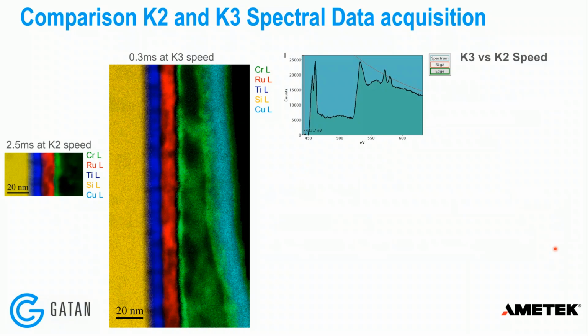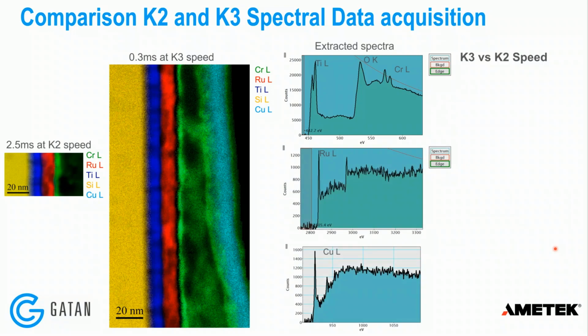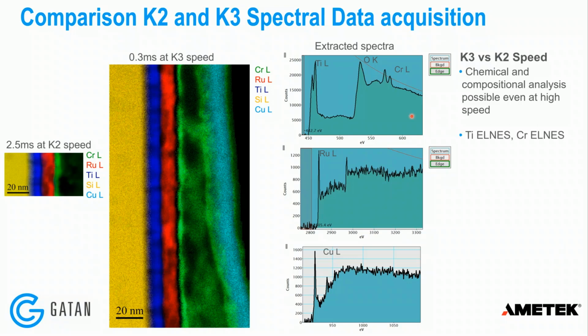Okay, so if we pull out energy loss spectra from the data and have a look at them, we've got our titanium L edge, oxygen K, chromium, ruthenium, copper L. As you can see, it's still possible to do chemical and compositional analysis even at the high speed. We have sufficient quality in our data to pull out fine structure in some of the ionization edges. We can see the titanium ELNES, chromium ELNES pretty well. We can also tell pretty easily just by looking at the copper that it's 2+ character.